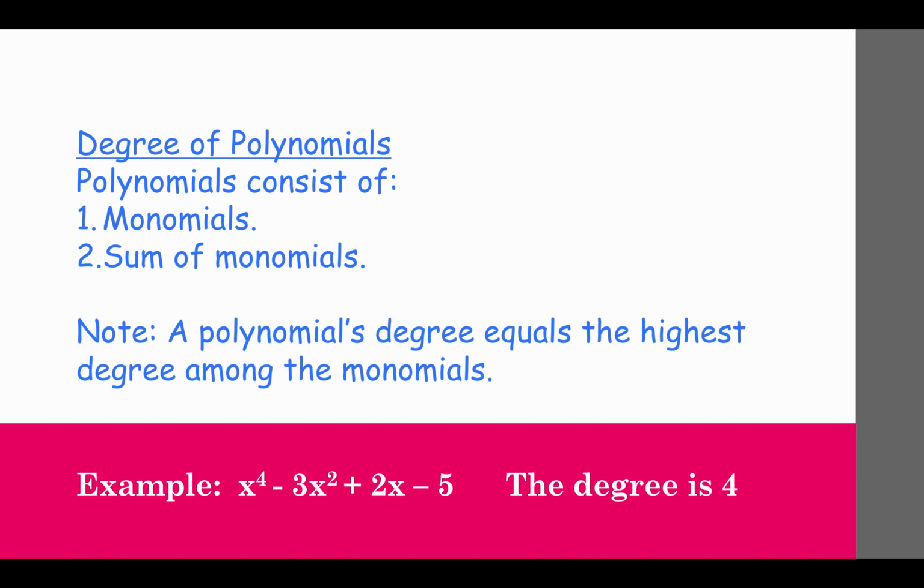A monomial is one term, meaning that it's a number or it's a variable, or it can also be a number and a variable multiplied together. One thing I wanted to note was that a polynomial's degree equals the highest degree among the monomials. If you look at the example below, we have a polynomial function to the fourth power. Because 4 is the highest exponent, the degree then of this polynomial is 4.